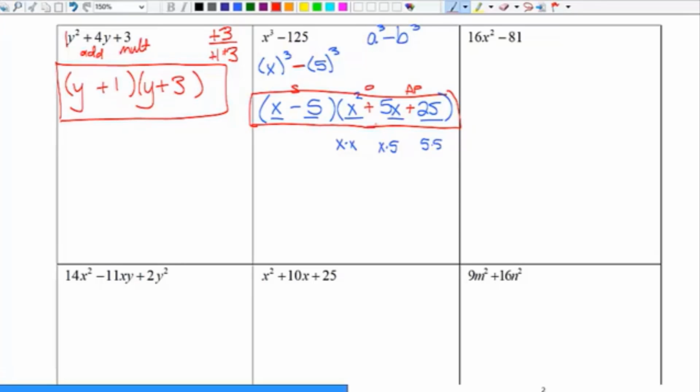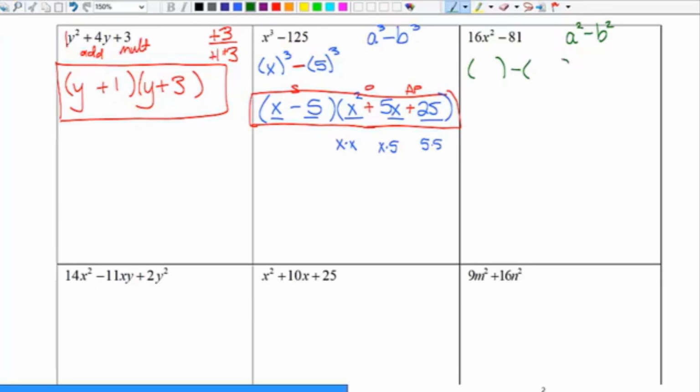Okay, on the next one, 16x squared minus 81. Step 1, is there a GCF? Nope, not in this one. Step 2, 2, 3, or 4 terms. Well, in this case, there's 2 terms, which means it's a binomial. Binomials always have formulas. So we have the a squared minus b squared formula, squared because the little exponent is a 2, and also 16 and 81 are perfect squares.